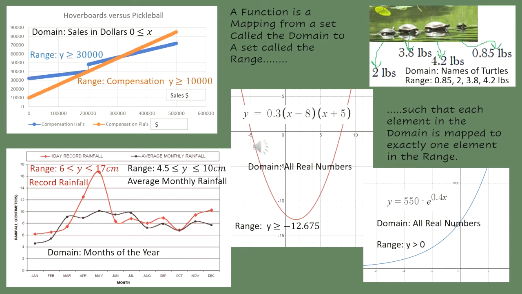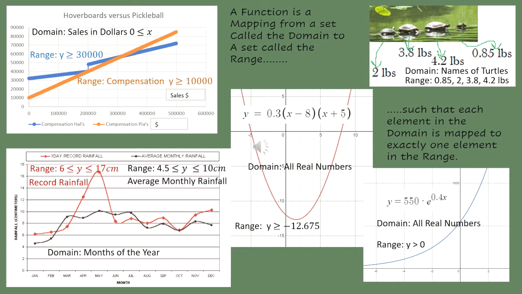The last graph is an exponential function. E, by the way, is kind of like pi. It's a special irrational number. It's approximately 2.718. So I have 550 multiplying e to the 0.4x. Once again, you can put 0, you can put negative values, you can put decimals, you can put positive values in for the x, and you will follow the calculation and get out a y value.